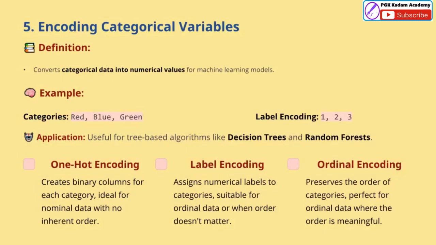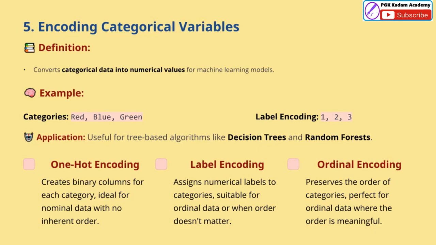Categorical data is information that can't be easily quantified, like colors, brands, or types of products. Encoding converts these categories into numerical values that machine learning models can understand. Label encoding assigns a unique number to each category, which works well for ordinal data, where the order matters, or when the order doesn't matter.